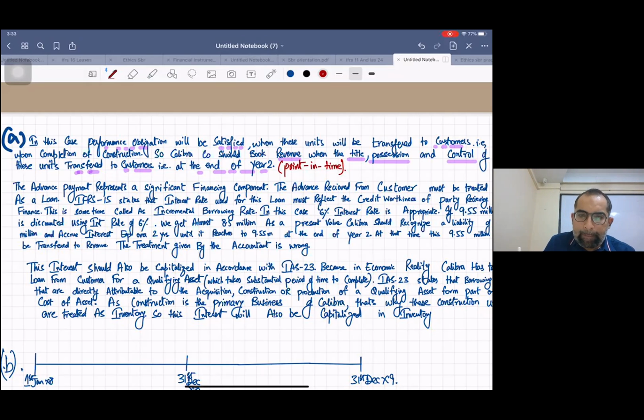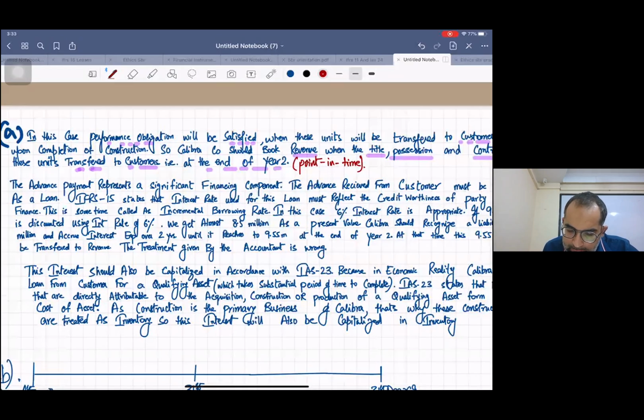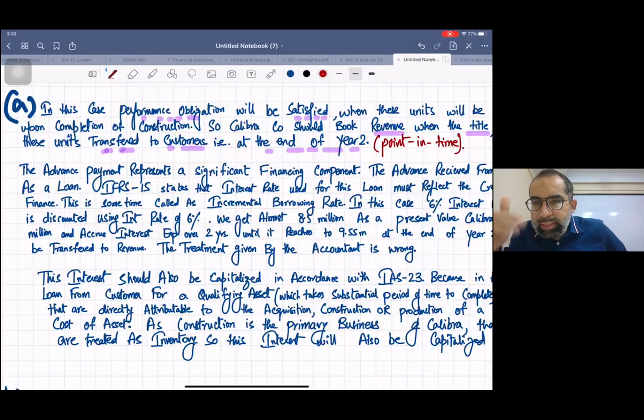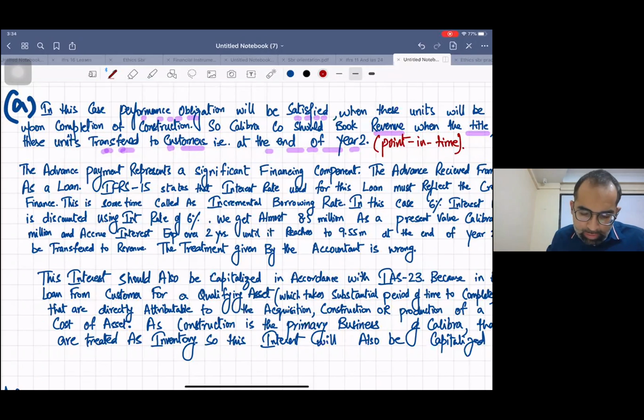Now, the second issue is that the advance payment represents a significant financing component. The second issue was stage 3. That was the significant financing component, that we receive the cash now and we will be delivering after 2 years.